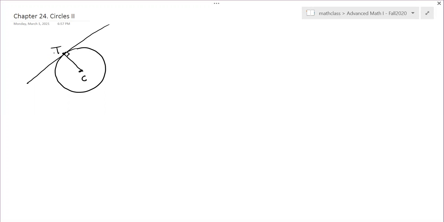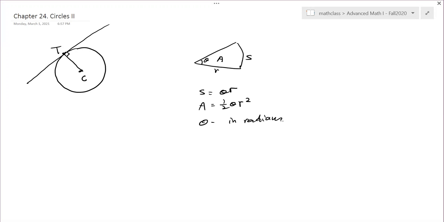Right, and the second property is just a formula. We're trying to find the length and the area, if we know theta and the radius. So the arc length is theta times r, then the area is going to be half of theta r squared. So theta is in radians. Okay.